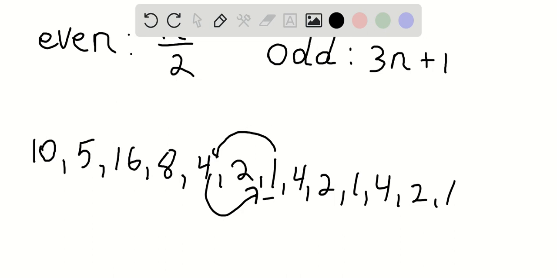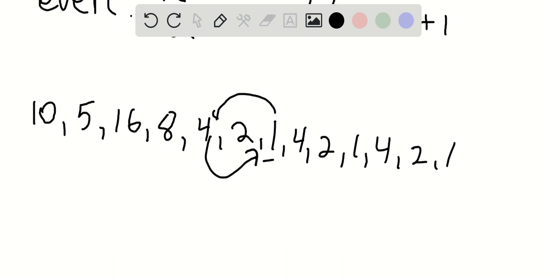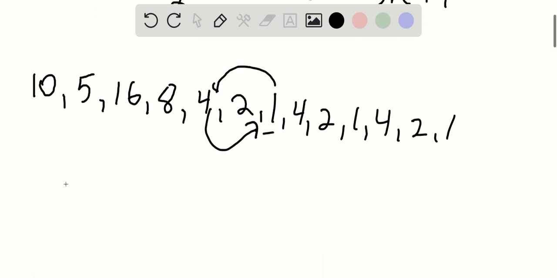Okay, so we ended at 1. How about we pick a different number? Well, if we pick 5, 16, 8, 4, 2, or 1, we're obviously going to end up in the same cycle. So let's pick something else.